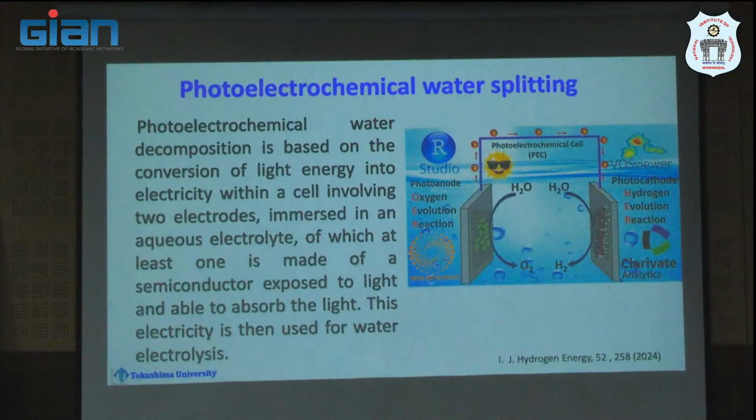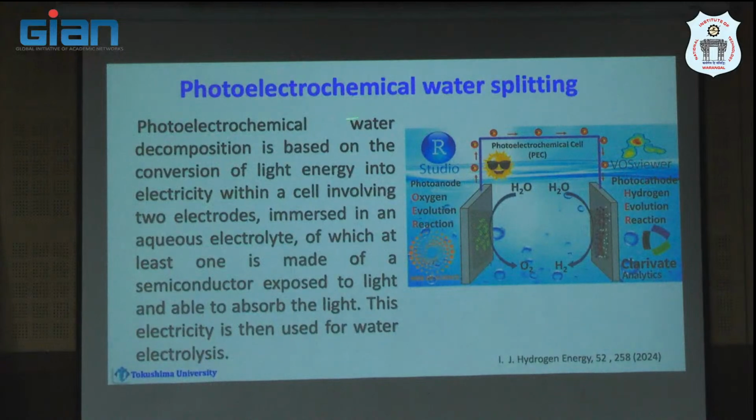Now, what is photoelectrochemical water splitting? In the beginning, I explained to you, photo means photon, light, you understand. Electro is something related to electricity. It consists of some kind of energy that comes through electricity. Chemical, it consists of certain chemicals.